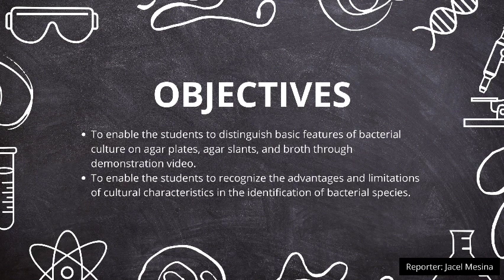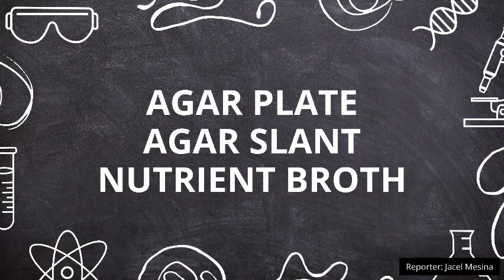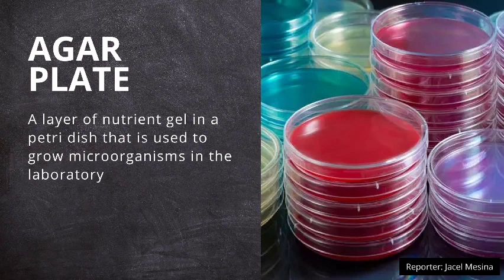I am Jaisal Masina and I will be starting our presentation. For startup, let us first distinguish the difference between agar plates, agar slants, and nutrient broth. An agar plate, as a standard solid support material, is a layer of nutrient gel in a petri dish that is used to grow microorganisms in the laboratory, and it is usually utilized when working with fungi or bacteria.